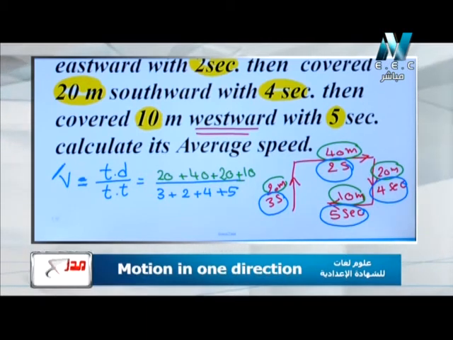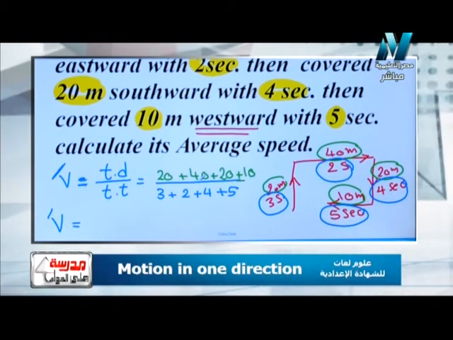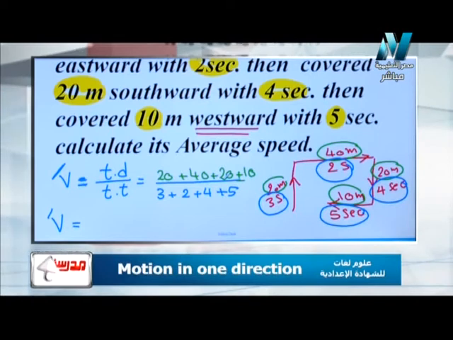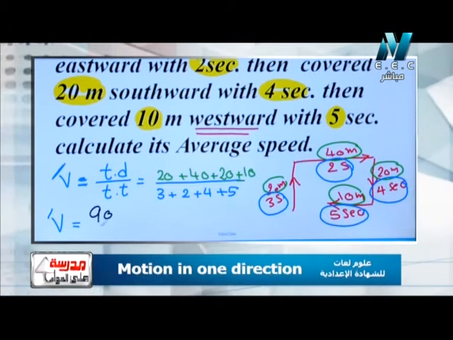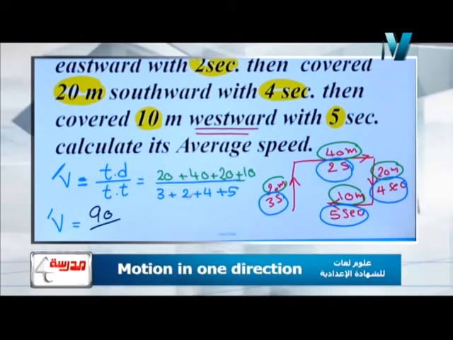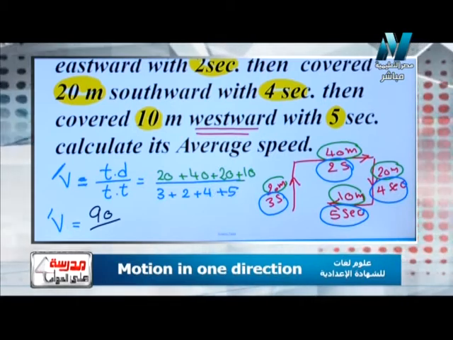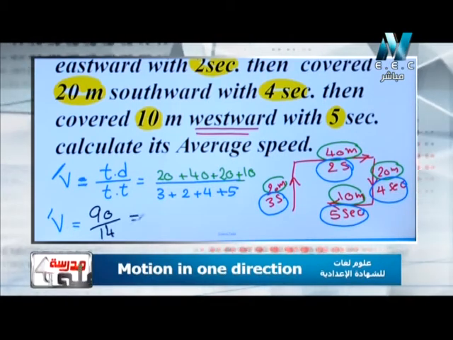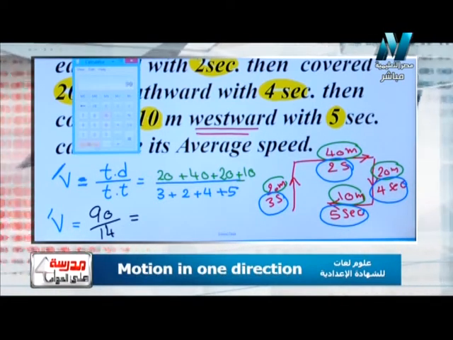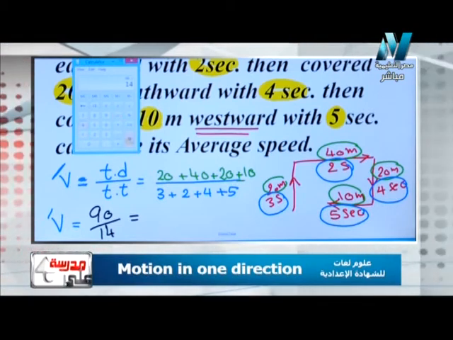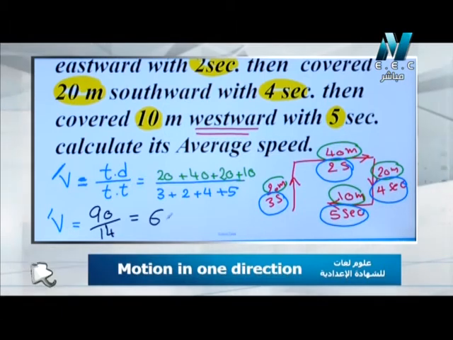So V dash equals, as you see, dear students, 20 plus 40 equals 60, plus 20 equals 80, plus 10 equals 90. Over 3 plus 2 equals 5, 5 plus 4 equals 9, 9 plus 5 equals 14. So we have 90 over 14, which equals approximately 6.4 meters per second.